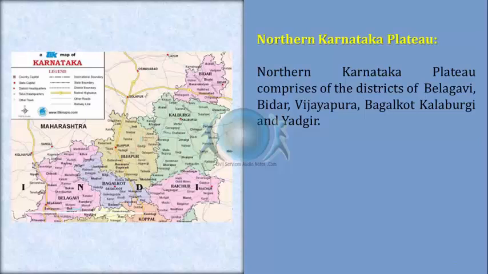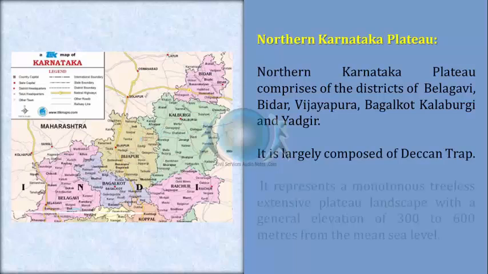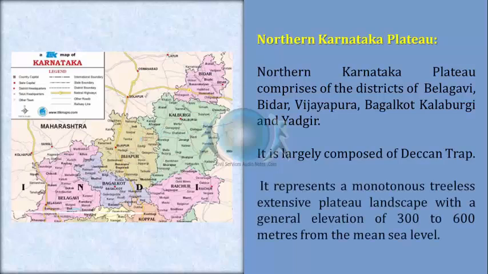The Northern Karnataka Plateau comprises the districts of Belagavi, Bidar, Vijayapura, Bagalkot, Kalaburgi, and Yadgiri. It is largely composed of the Deccan Trap. It represents a monotonous, treeless, extensive plateau landscape with a general elevation of 300 to 600 meters from the mean sea level.